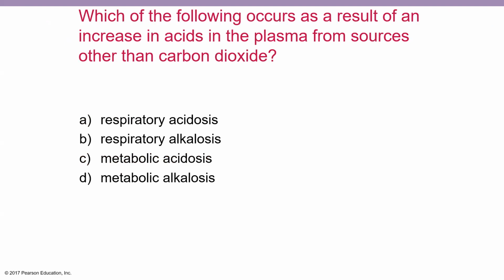And then this question here, which of the following occurs as a result of an increase in acids in the plasma from sources other than carbon dioxide? Again, pretty straightforward. If we have a source for acid that is not the lung, so not carbon dioxide, it's going to be metabolic. And obviously, if it's acid, it's going to be an acidosis. So the answer here is metabolic acidosis. Okay.